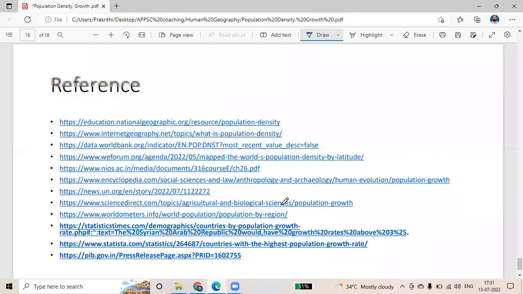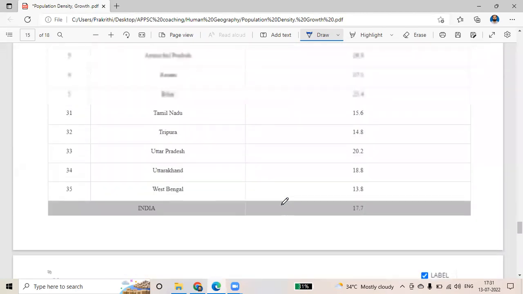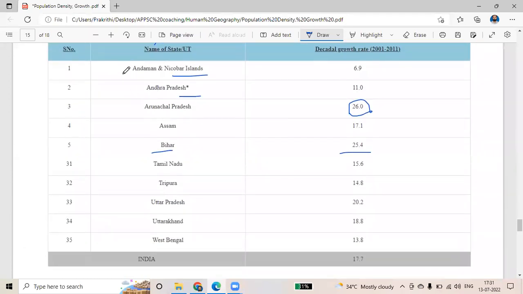So that's it for the day. There was a mistake in this slide. इसमें सबसे ज्यादा कौन सी है? Actually it is बिहार में population growth rate ज्यादा है. I will correct it and send it later on.